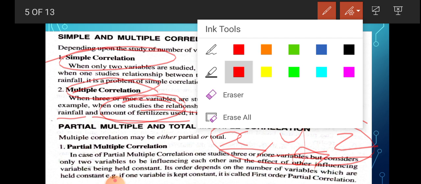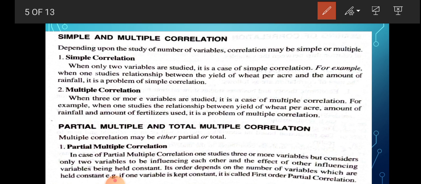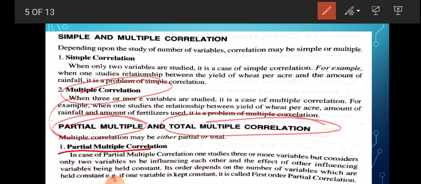And one more criterion is there: multiple correlation may be either partial or total. Now multiple correlation is also divided into two parts: partial multiple and total multiple correlation. So what is partial multiple correlation? In case of partial multiple correlation, one studies three or more variables but considers only two variables to be influencing each other, and the effect of the other influencing variable is held constant.